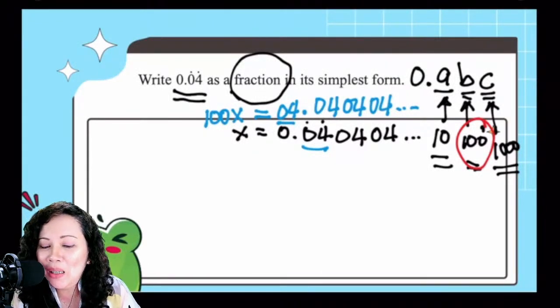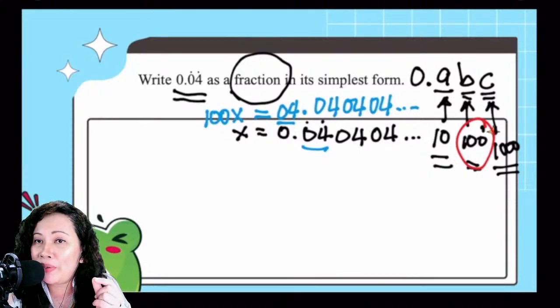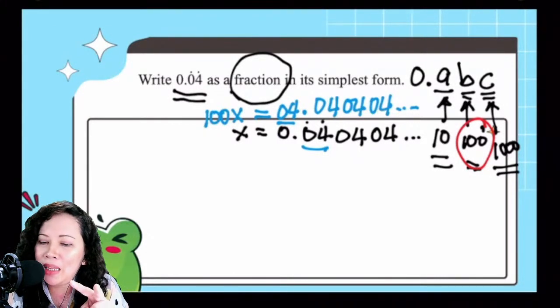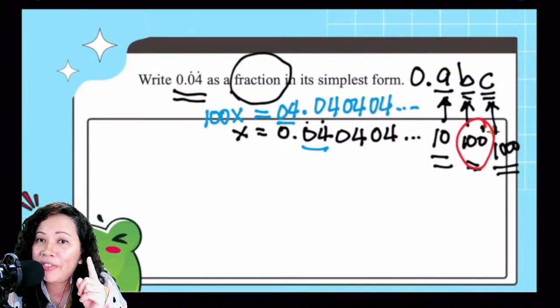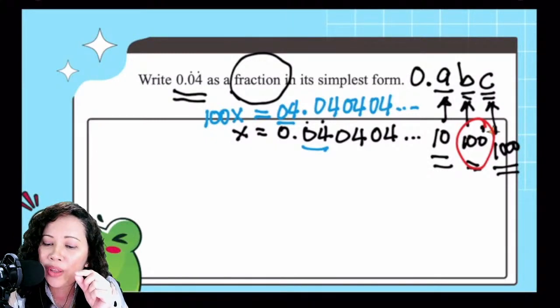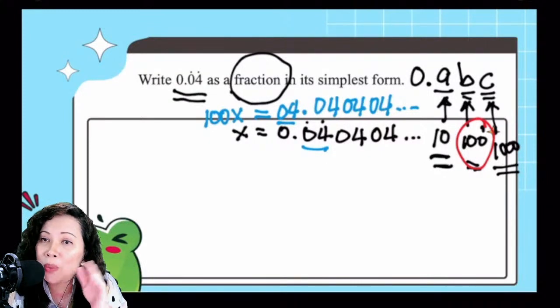Okay, so then what's the next step? The first step is you have to identify how many decimal places have been repeated. If 2 decimal places are repeated, then you go for 100. If it's only 1, like 0.55555, so 5 is being repeated right after the decimal, that means you go for 10. But if it is like 3, 1, 2, 3, 1, 2, 3, 1, 2, that means it is 1,000 because there are 3 numbers.